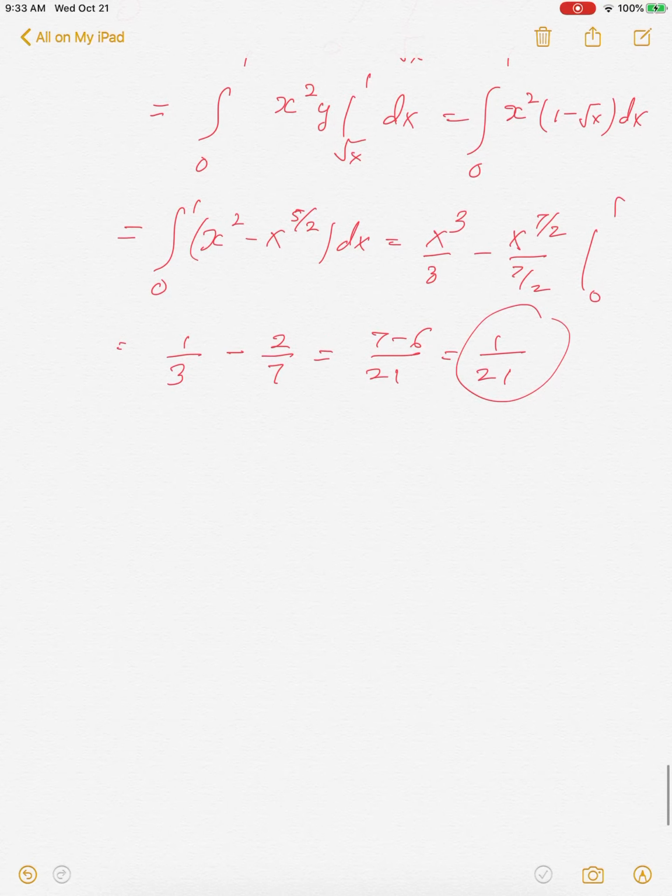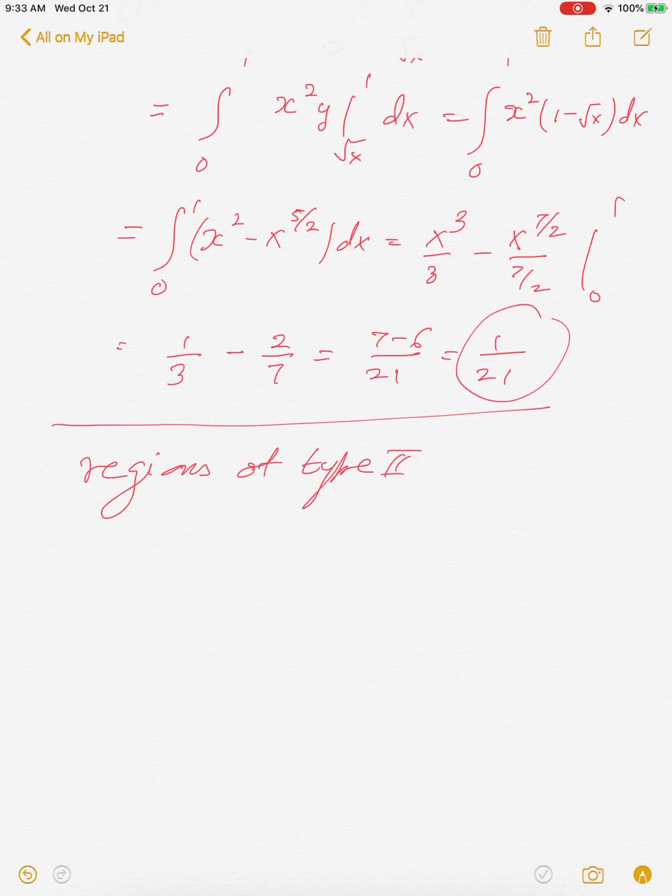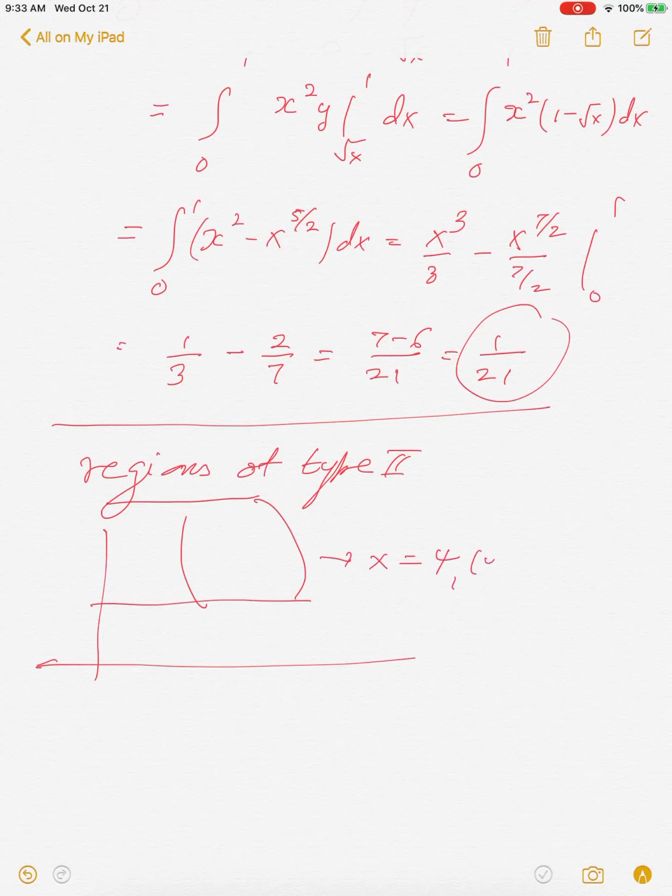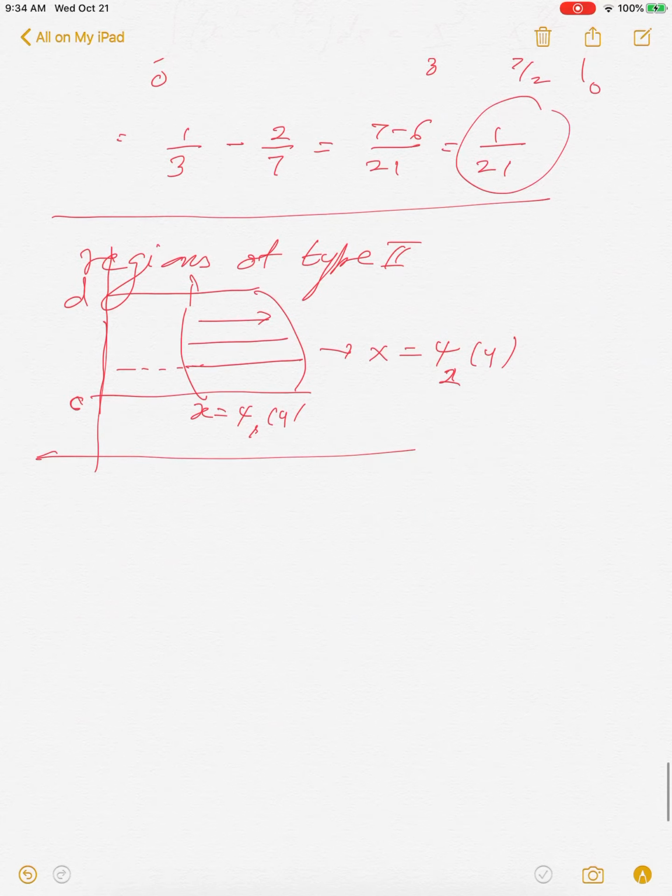Good. So now let me go a little bit further. Now we will consider regions of type 2. I call the first one type 1. Now we are looking at regions which are sandwiched between the curve x equal to psi 1 of y and x equal to, maybe I'll call this, psi 2 of y. Psi 1 of y is the lower one. So you view this from the y-axis, and y runs from c to d.